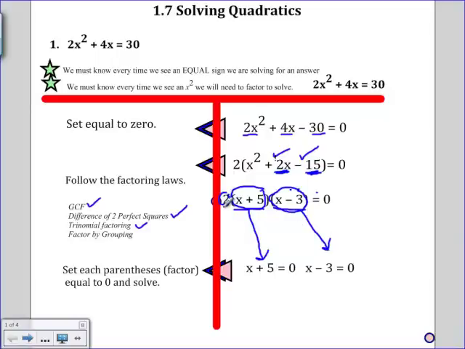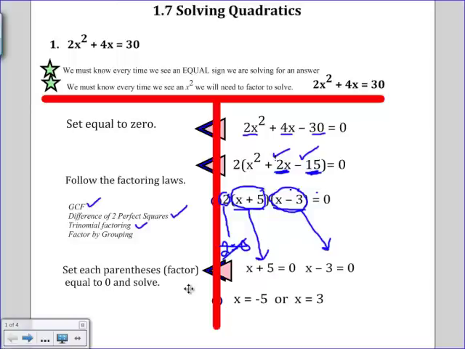And some of you may be asking, do we set 2 equal to 0? Well, look what happens if you set 2 equal to 0. You get a false statement. 2 cannot equal 0. 2 is a constant. It's already one of our answers. So x plus 5 equals 0 and x minus 3 equals 0. When I figure it out, I see that my answers are x equals negative 5 or x equals 3.